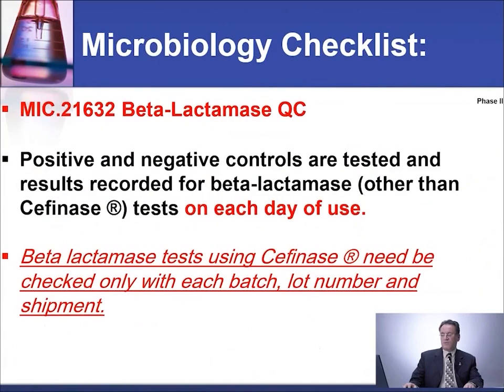For MICRO.21632, beta-lactamase QC, you need to do it for each day of use. And if you are using sulfonase, you need only to check with each batch, lot number, and shipment. You don't need to do it every day of use.